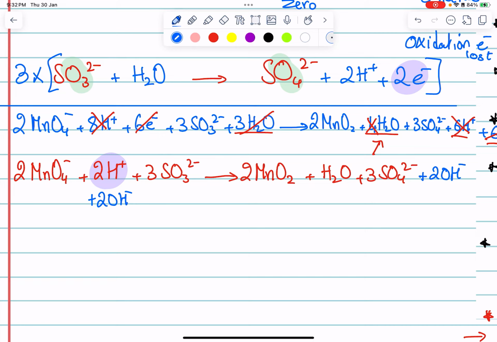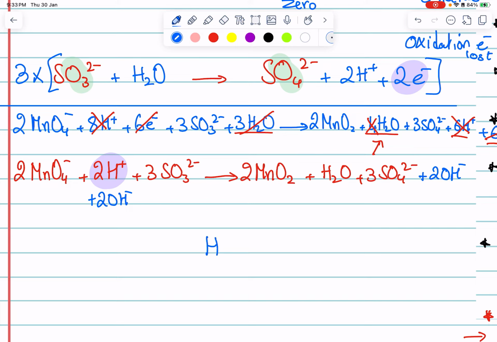Now, why do I need to add OH minus on both sides? Because I don't want to ruin the balancing that I did. And why did I add exactly 2? Because I have 2H plus. So if you have 4H plus, you will add 4OH minus on each side. Now, since you have 2H plus, you're going to add 2OH minus on each side.